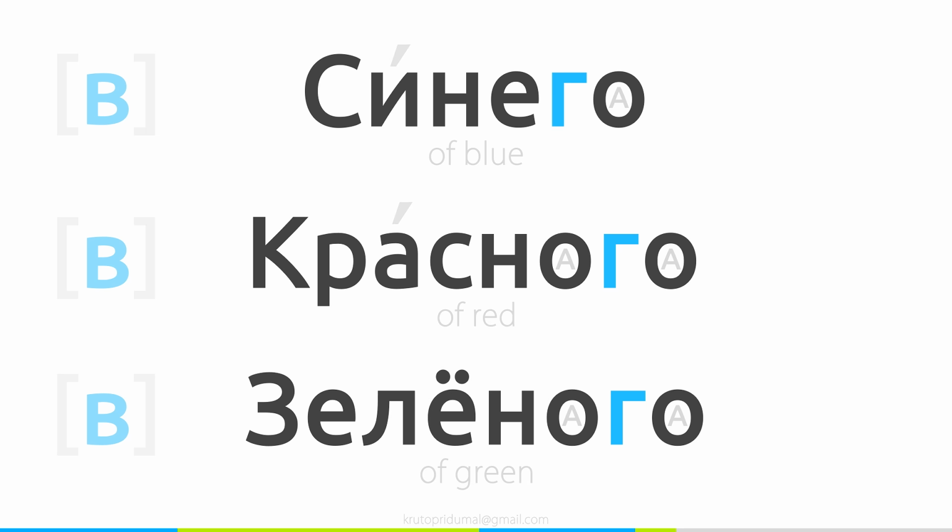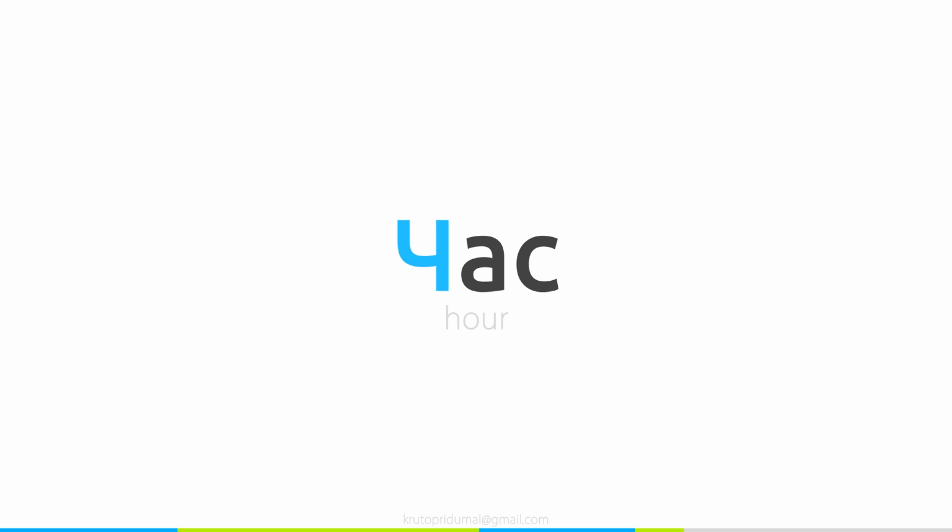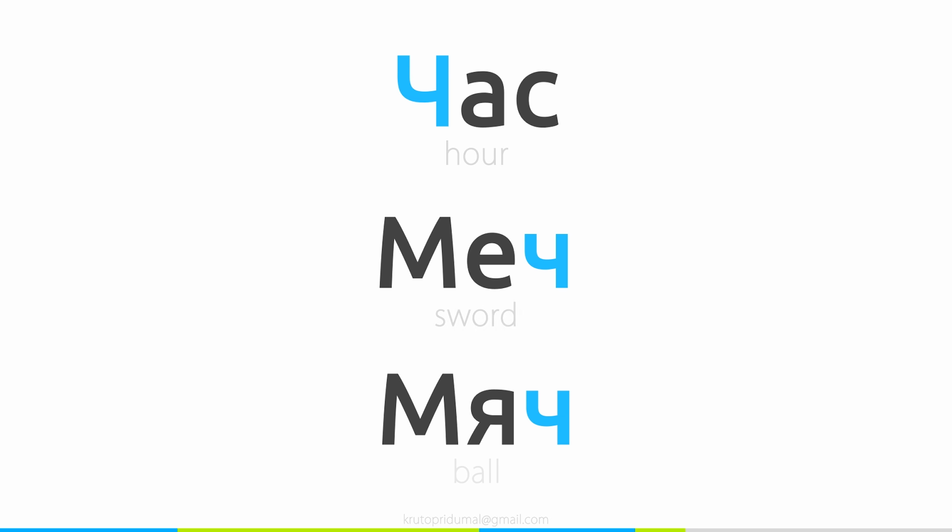Let's move on. Alright, we ain't got no letter X. That's why we spell text like this. But you ain't got no letter Ch. Ч is basically CH in chess. It's this combination. Like in час, мяч.